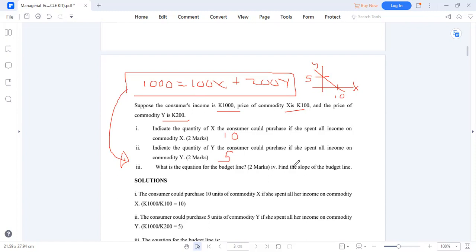And what is the slope? The slope is simply the negative price of x over the price of y. So negative 100 over 200. So this will be negative 0.5.